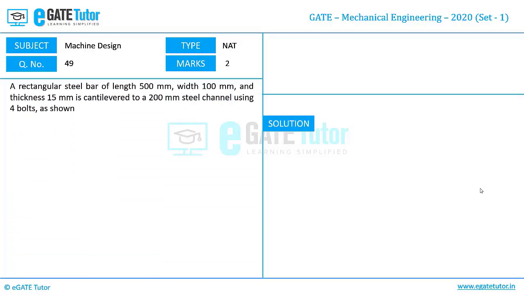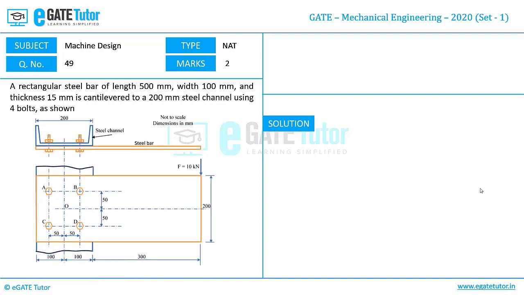A rectangular steel bar of length 500 mm, width 100 mm and thickness 15 mm is cantilevered to a 200 mm steel channel using 4 bolts as shown. So that is the side view and this is the top view. That is a front view where you can see the steel channel, steel bar, and corresponding distances can be clearly observed from the top view, and a point load of 10 kN is acting at the free end.